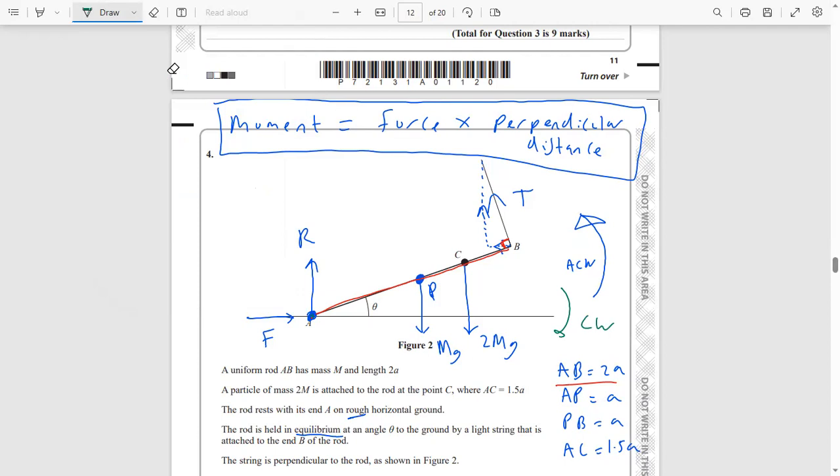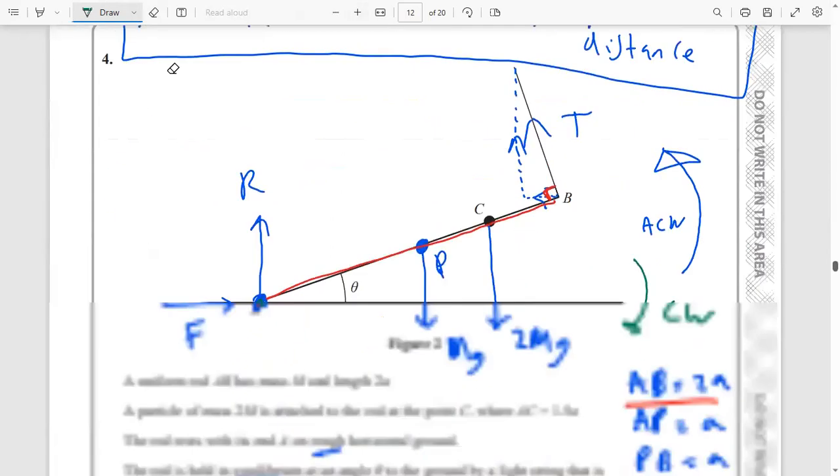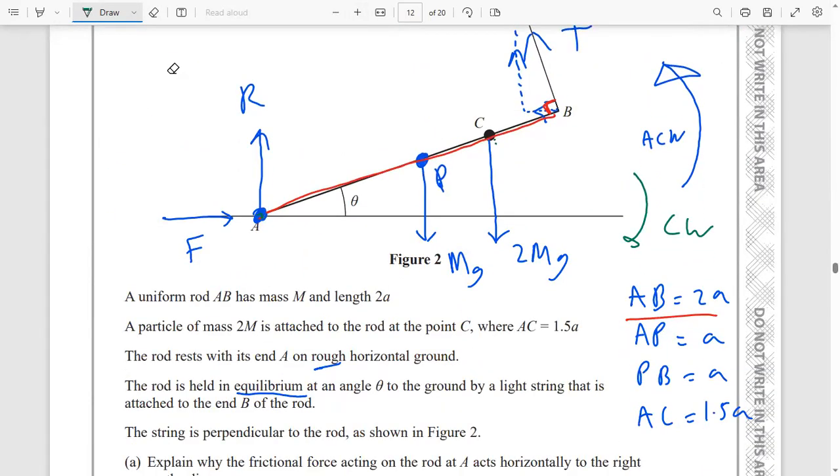We have to be careful because this force is not perpendicular to the rod, and that force as well is not perpendicular. So these two green angles are not right angles. Therefore, we have to take the perpendicular component of those two forces. Let me just zoom in. So we're going to take perpendicular components of the forces. We're going to split our two weights into components, using a little right-angle triangle like this.